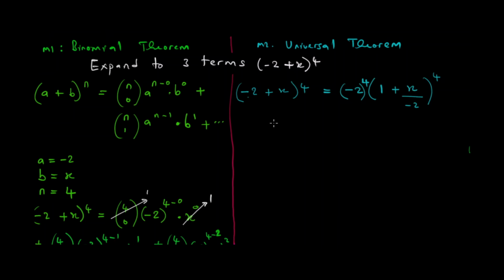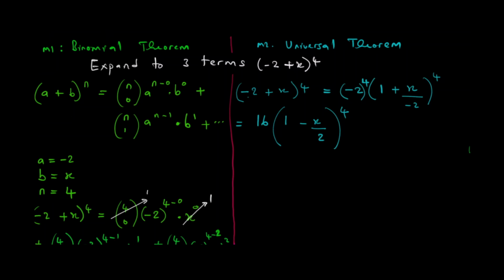So further simplifying that, this will be equal to, we can actually solve minus 2 to the power 4. It turns out it's going to be positive because with an even power, you need to nullify the negative sign. 2 times 2 is 4, 4 times 2 is 8, 8 times 2 is 16. So we have 16 like this. Then we have 1, x dividing negative 2 is the same as minus x over 2. And this is to the power 4 like that.